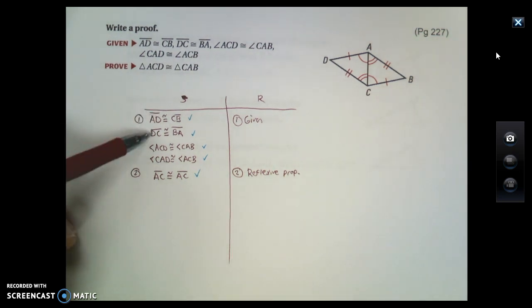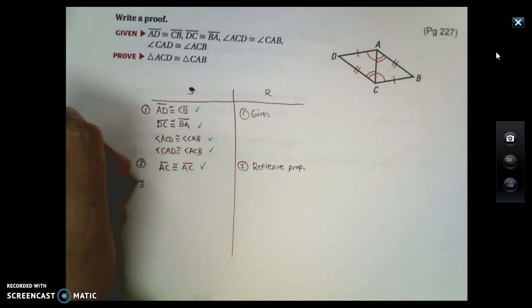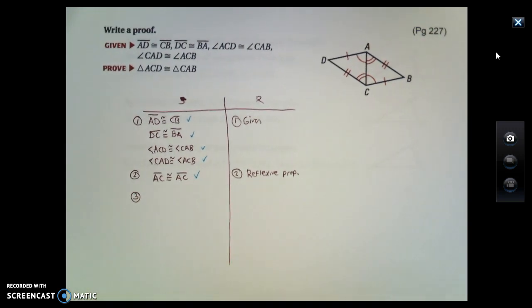So, 3 sides, 2 angles. I've got to find the third angle. But if you go back to the first slide, we talked about what's called the third angles theorem.